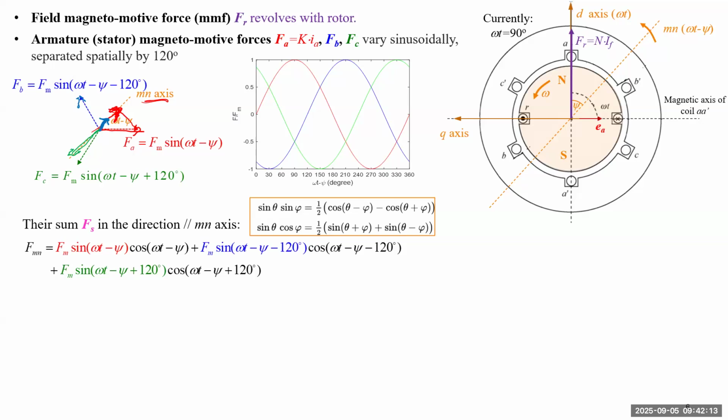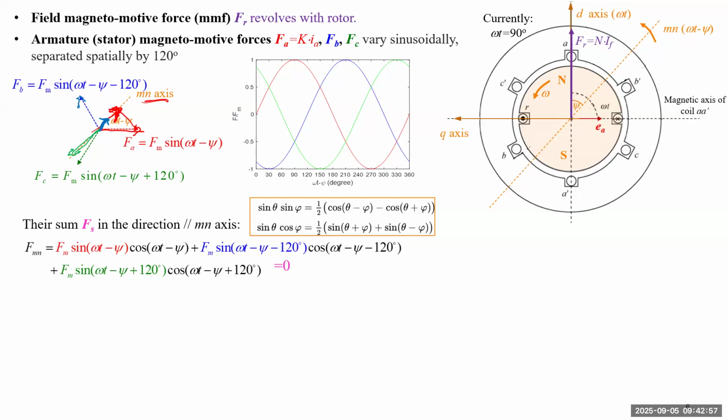So there are 3 items, and each item will generate 2 items. The second one is 0 because they have the same angle, and sine 0 is 0, so the second item doesn't exist. The first item will be the sum. But when you have 3 sine functions whose angles are displaced by 120 degrees, the sum will be 0. We already know that from the 3-phase circuit. The sum is always 0, so there's no net component in the direction parallel with the MN axis.